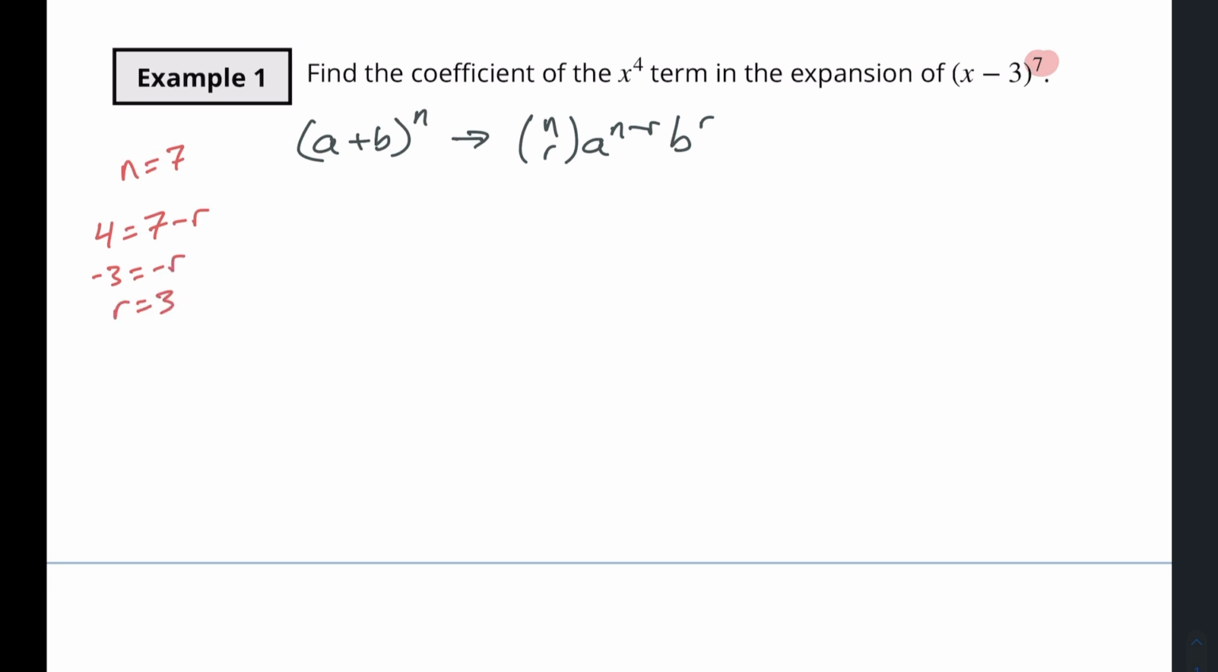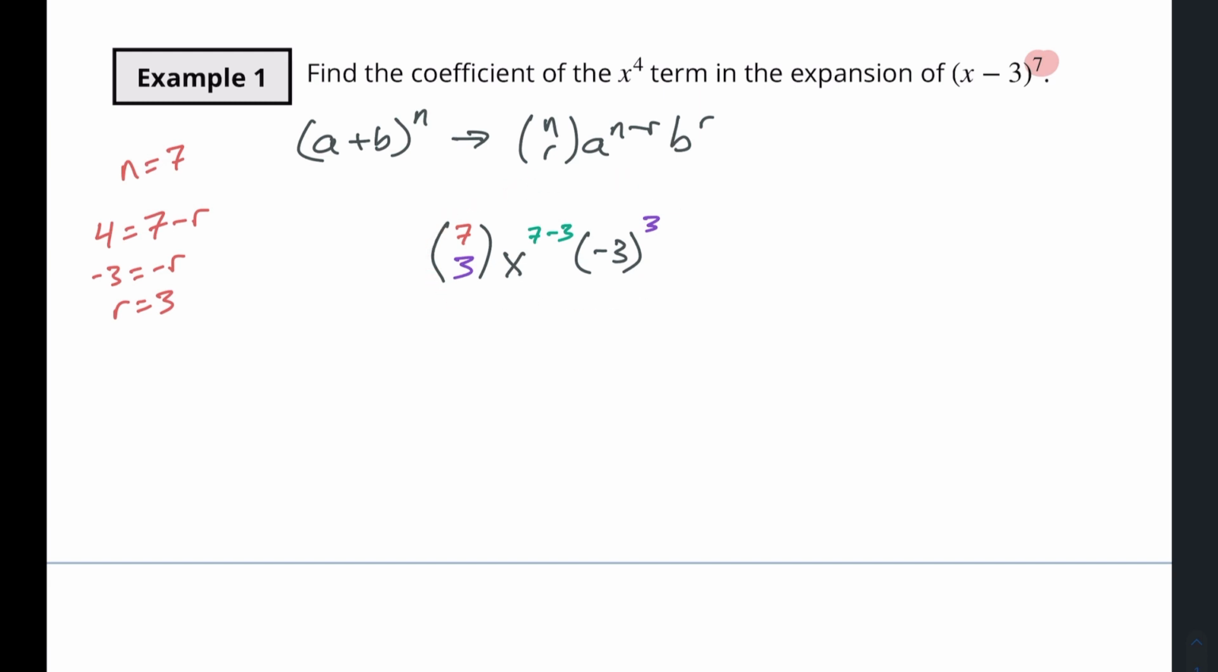So now we have n is 7, r is 3, and we have Pascal's coefficient. We also have x going to the power of 7 minus 3. And then we have the b term, which is negative 3, and that's going to be to the 3rd power. So what we've just done is, instead of having to expand this whole thing out, we've found exactly where we need to go in here.